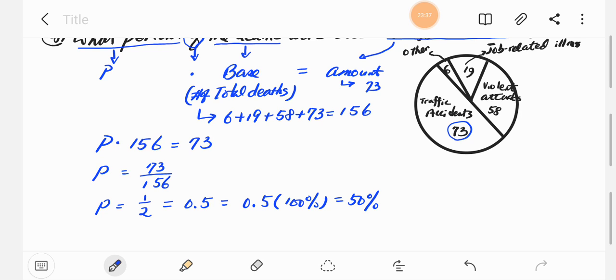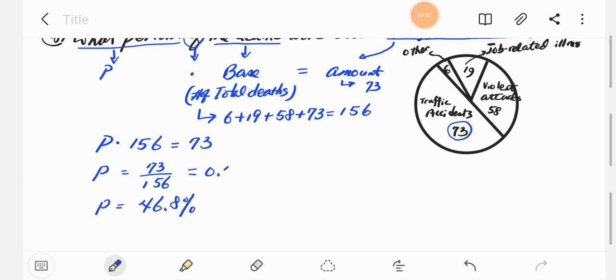Oh sorry, this is not 1 over 2, right? This is not 146, this is 156. Sorry, the denominator is not 146. So when you use a calculator, it comes up with approximately 46.8%. So this is equal to 0.468.